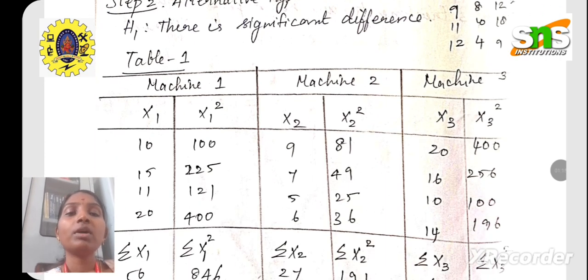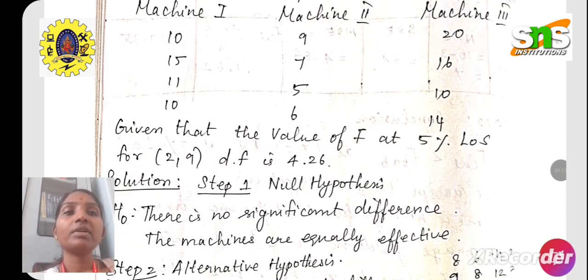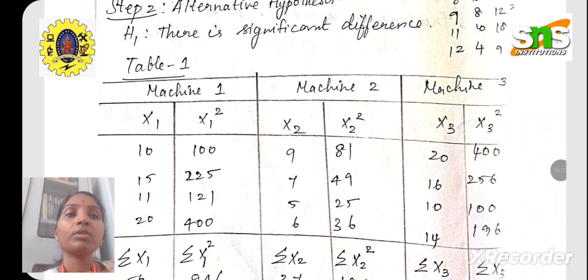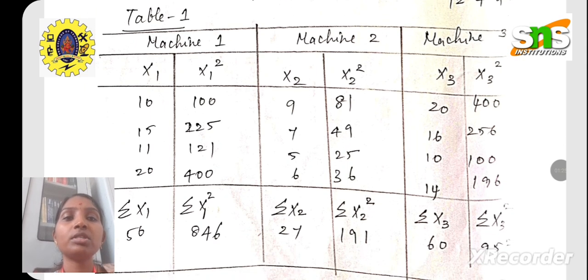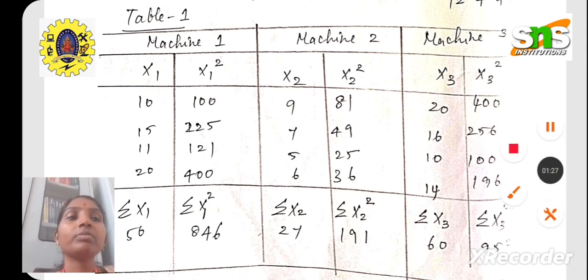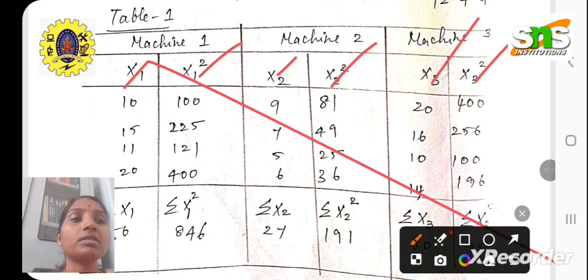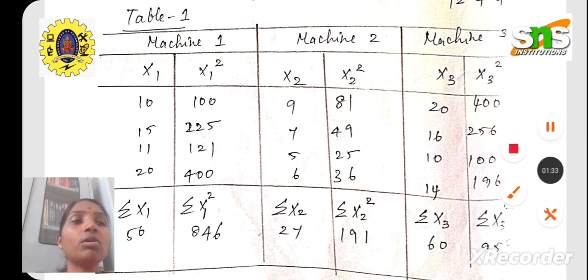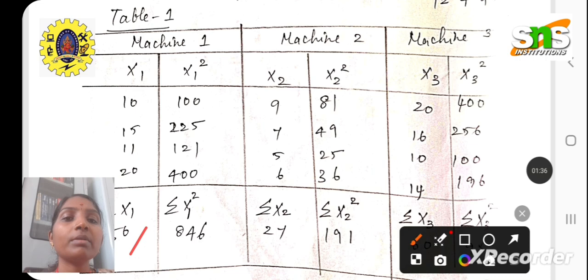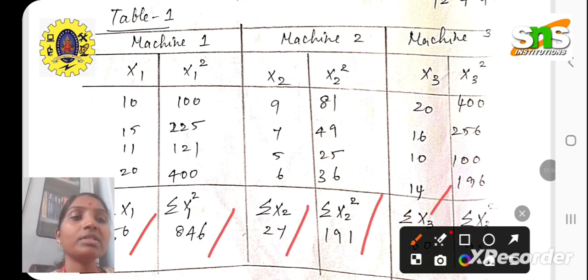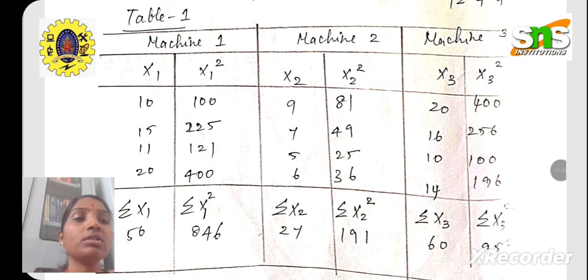As usual, we will be framing up Table 1. Table 1 is nothing but just making the given contents as columns: first machine for x1, second machine for x2, and third machine for x3. All three are noted here, and for future purposes we will be calculating x1 square, x2 square, and x3 square. The sums, summation of x1, summation of x1 square, summation of x2, summation of x2 square, summation of x3, and summation of x3 square, are all calculated in this table itself for future purposes.